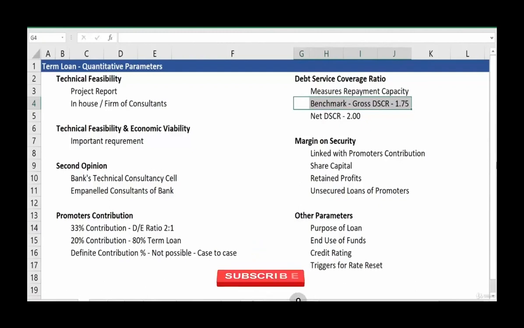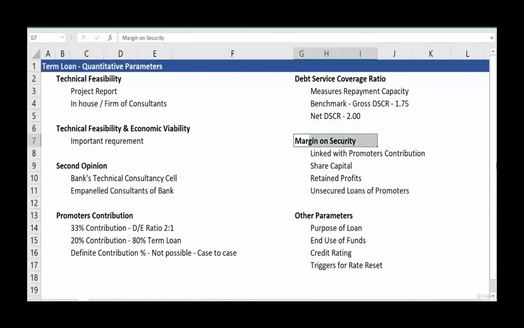So we can divide this debt service coverage ratio into two. One is gross debt service coverage ratio, the other one is net debt service coverage ratio. The benchmark for gross debt service coverage ratio, already I mentioned, it is 1.75, whereas for net debt service coverage ratio it should be at least 2. The next aspect is margin on security.